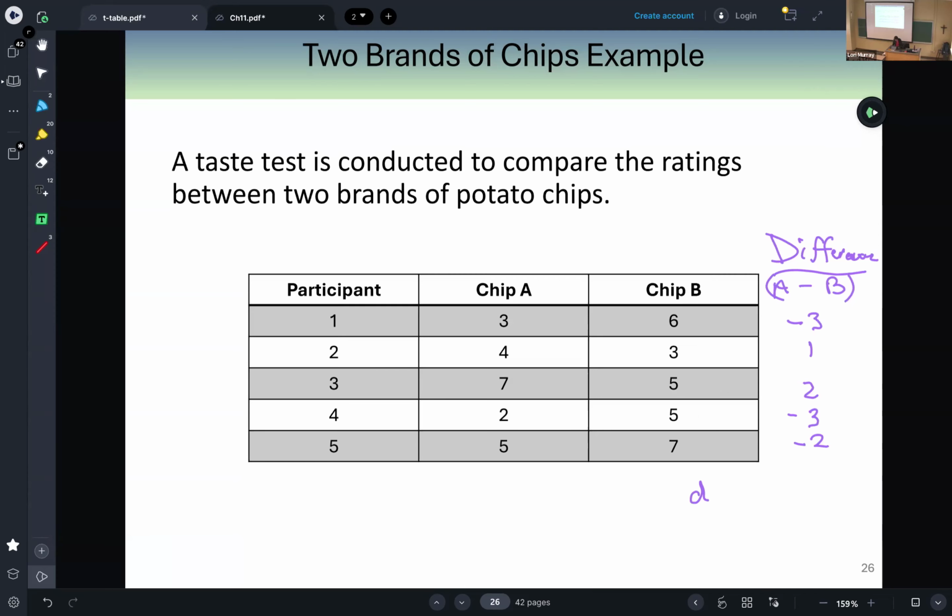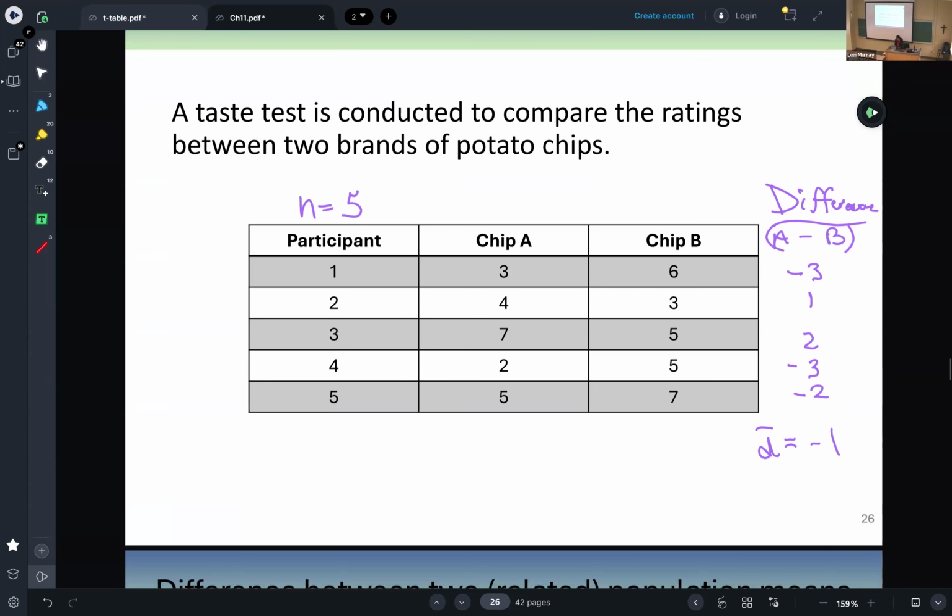And then what we do is we don't call it X bar anymore, we call it D bar. D bar is the average difference. So what we do is we just look at all those little differences. I'll move it over here so we have it. We look at all those differences and we add them up and divide by 5, because our n in this case is 5. And we go -3, +1, +2, subtract 3, subtract 2, divide by 5. And we get a value of -1.